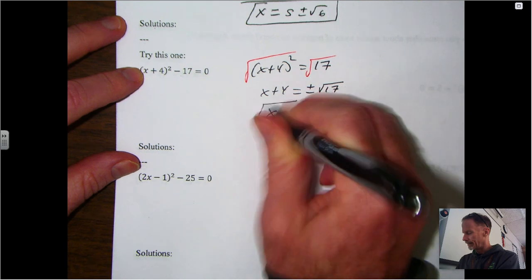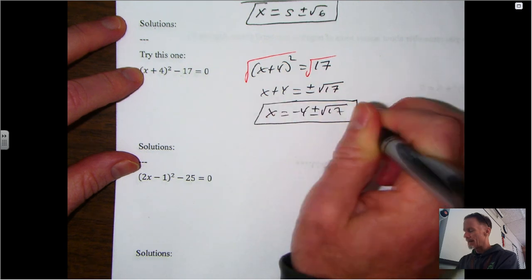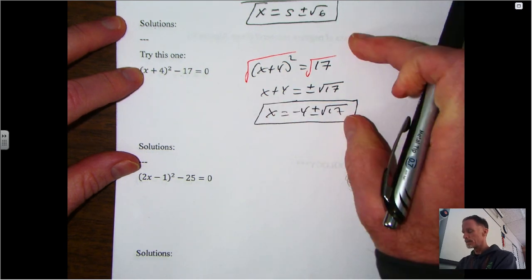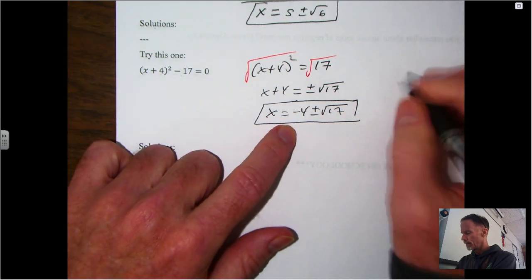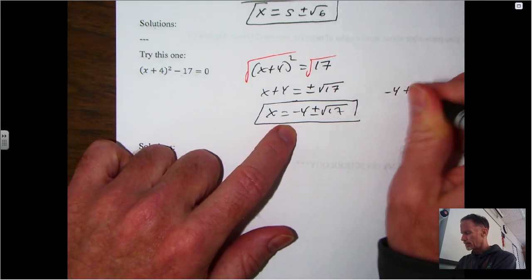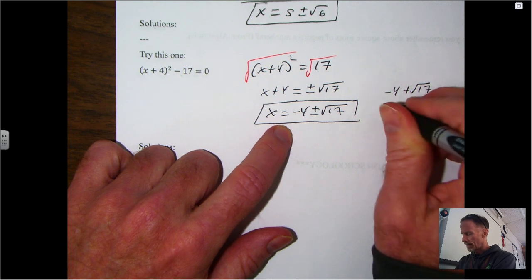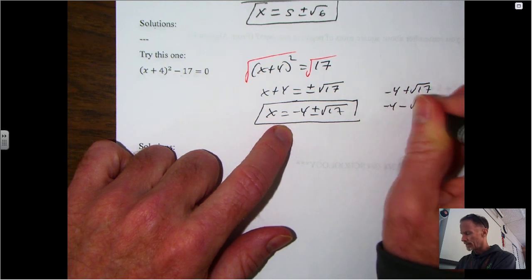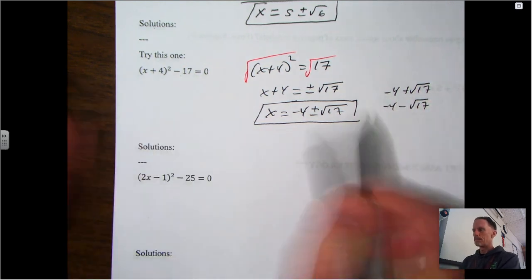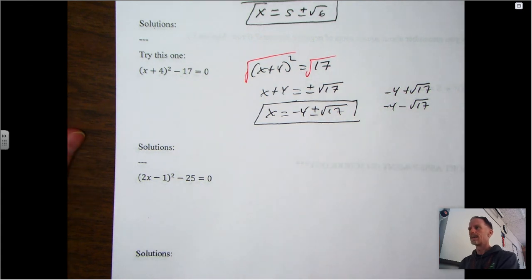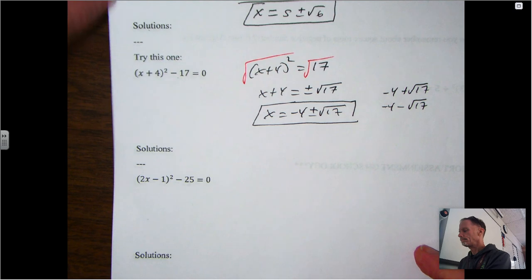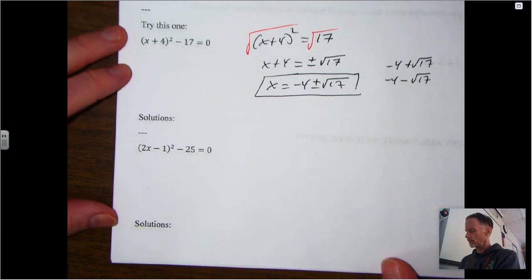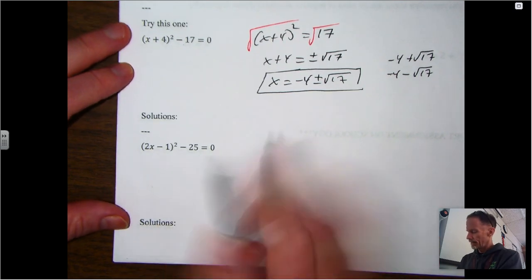And that is it. Remember, that does say two different solutions. So one solution is -4 plus root 17, and the other one is -4 minus root 17. That plus minus notation is just a shorthand to get both of them done at one time. And then how about the next one? Again, isolate.